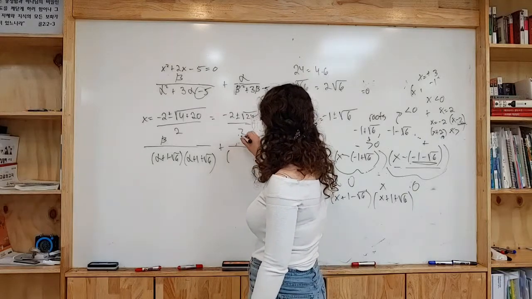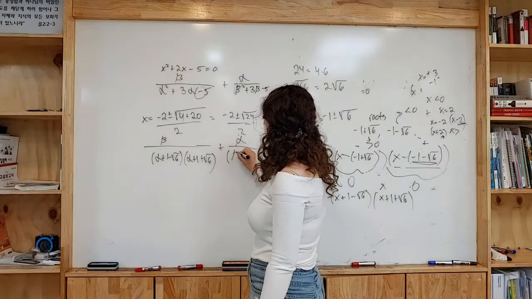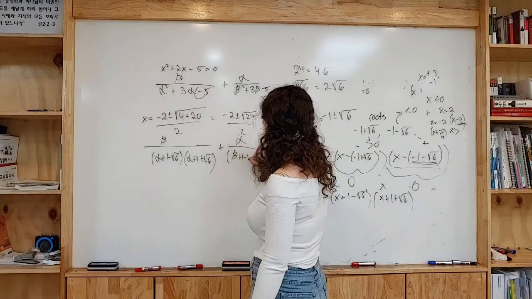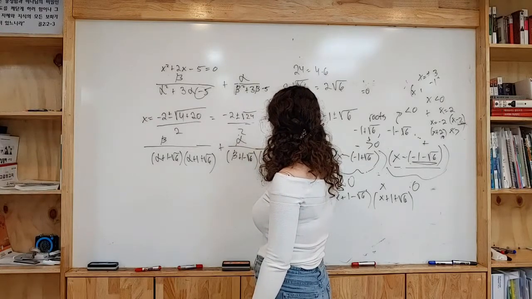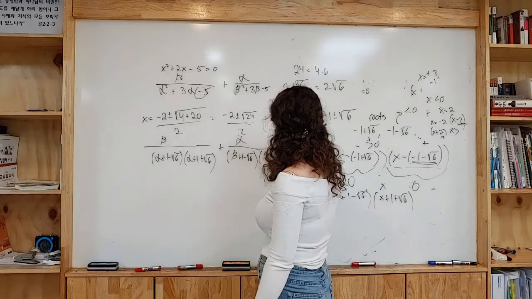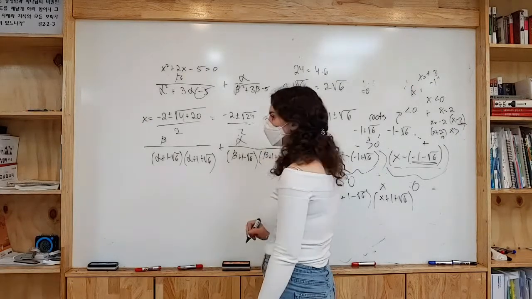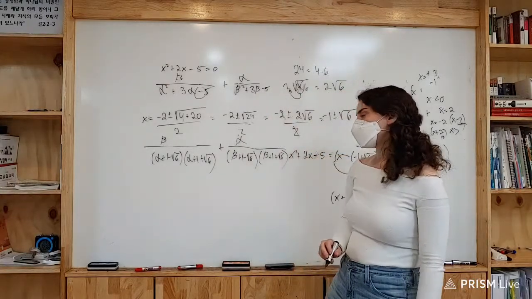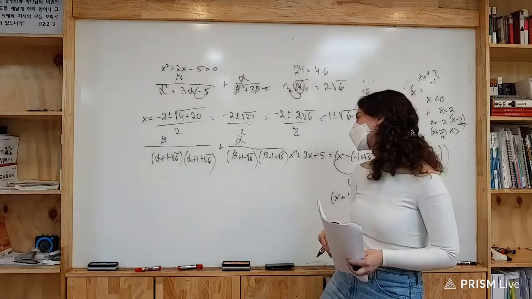Sorry, this is alpha divided by beta plus 1 minus root 6, times beta plus 1 plus root 6. Okay, what do we do now? Make one.